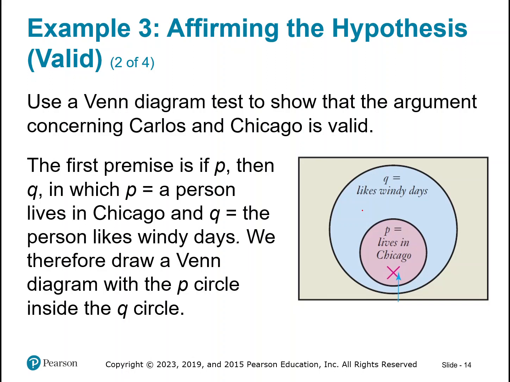then they like windy days tells us that the P circle is inside the Q circle, right, of sets. I know that Carlos lives in Chicago, so our X goes in lives in Chicago. And so Carlos likes windy days? Yes, most likely Carlos likes windy days. The X of Carlos living in Chicago is also an X in Carlos likes windy days. So everything's good.